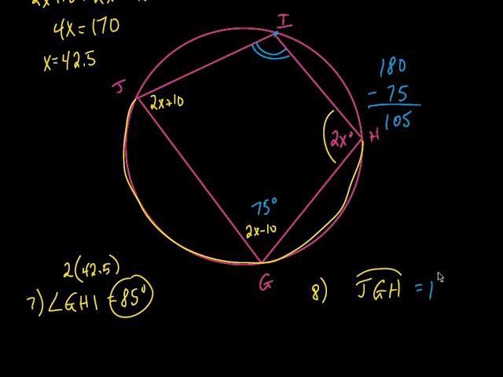I'm sorry, it's not the arc. It's the angle. Right. That's the angle. But what are we trying to find? Oh. This arc, right. So this arc is twice as big as the inscribed angle, so it's 2 times 105, which is 210. So 210 is the answer. Correct.